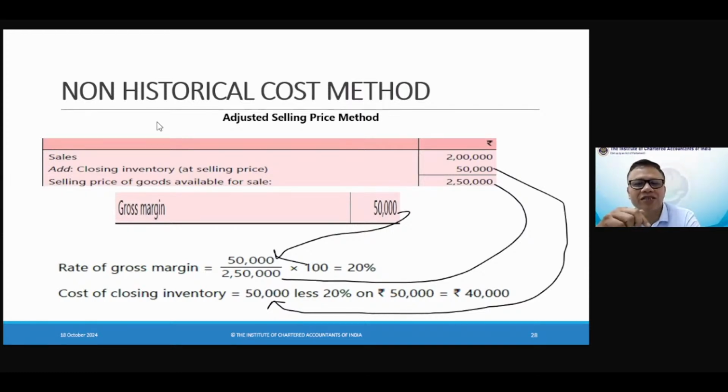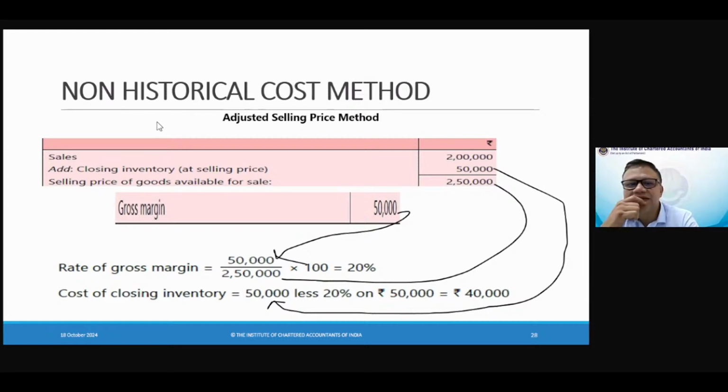Once I found the gross margin, I found the rate of gross margin. Once I found the rate of gross margin, I can calculate my cost of closing inventory because I know the selling price. If you know two things, the selling price and the margin percentage, definitely you can calculate the cost price and you can calculate the profit.